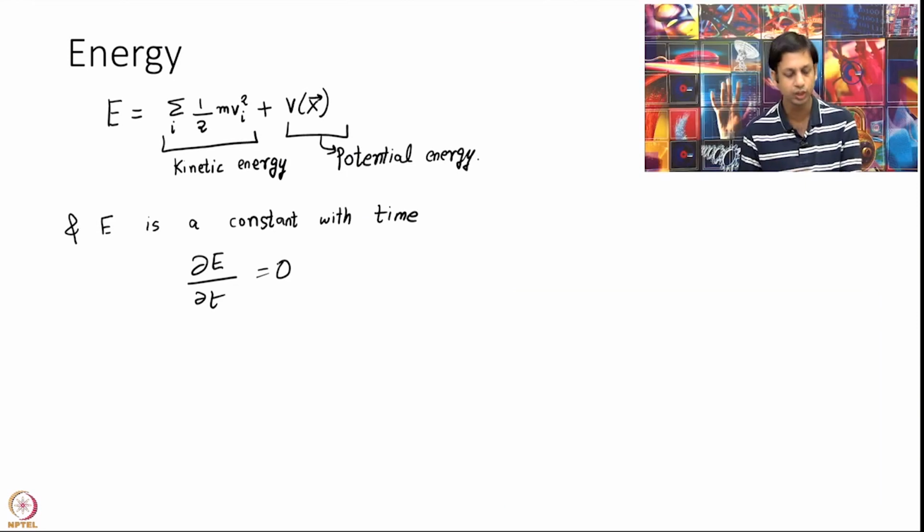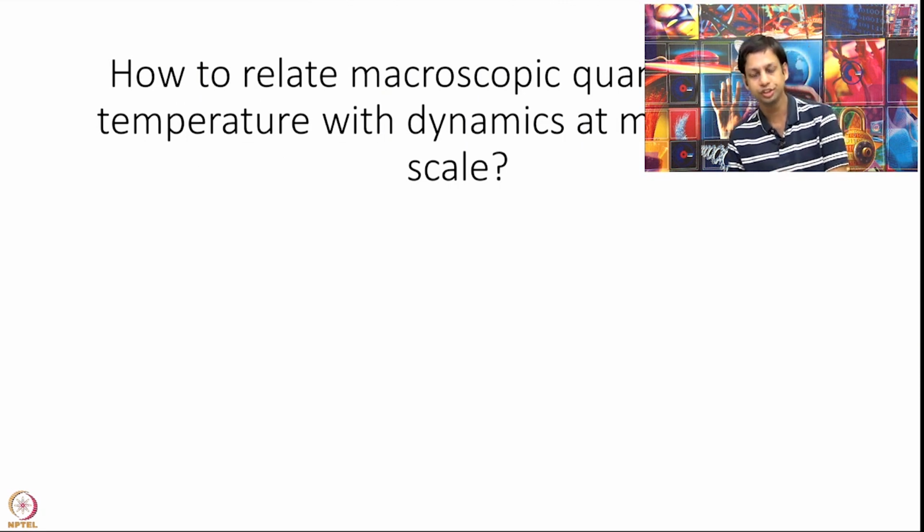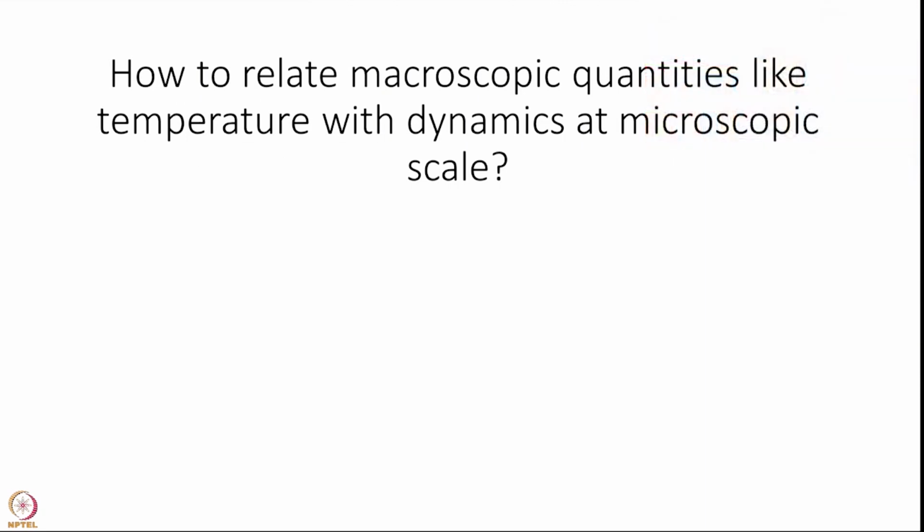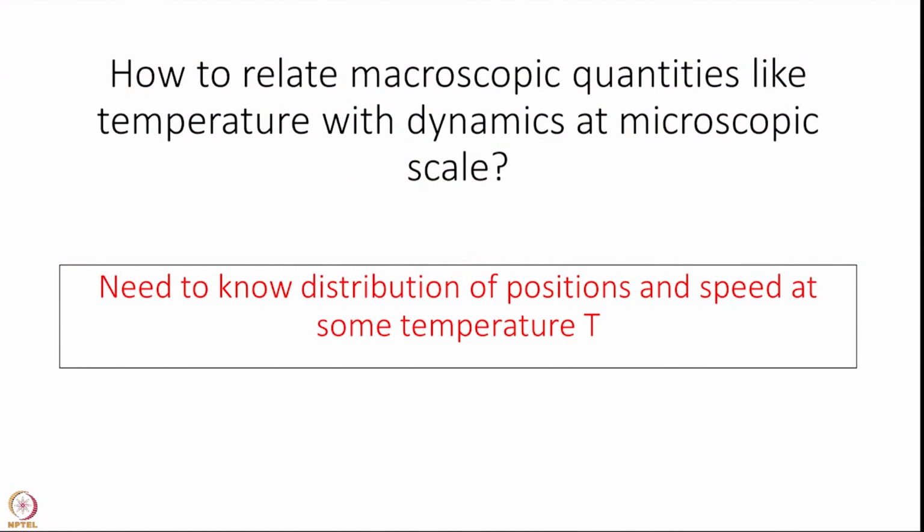We will soon enough start looking at some functions which will look like this. So, the question that we want to address, why are we doing this, is so that we can relate macroscopic quantities, let us say like temperature or pressure, with microscopic states which is given by this x and v's. And how do we do that? We do that basically what you think of when you think of temperature.